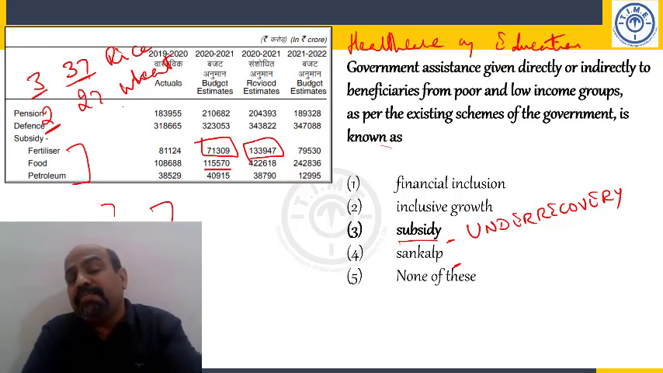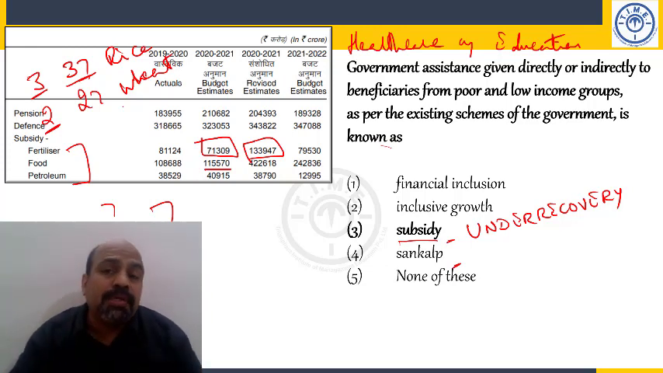And this is a major thing, my friends. It's a huge expense for the government of India. So this year's fertilizer subsidy almost doubled to 1.34 lakh crore rupees.